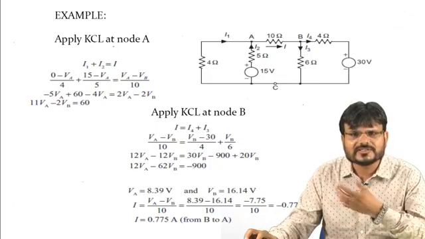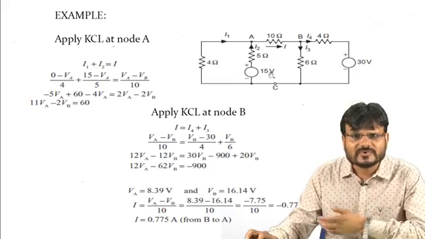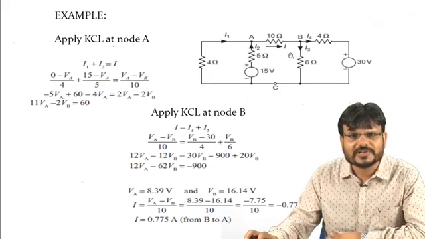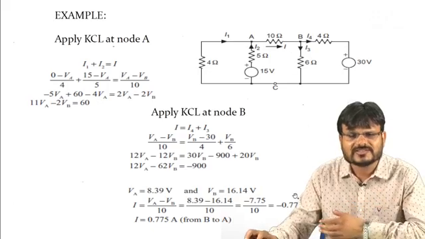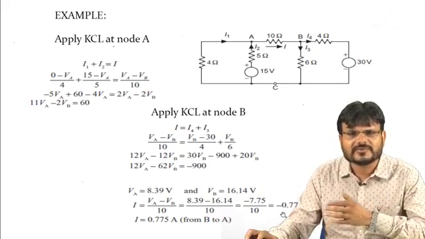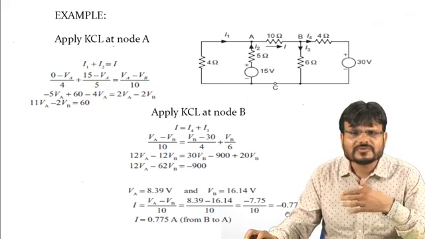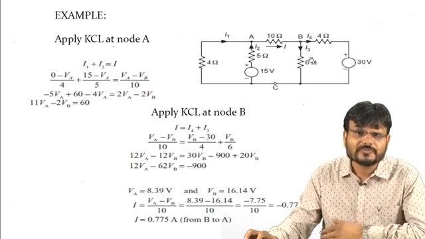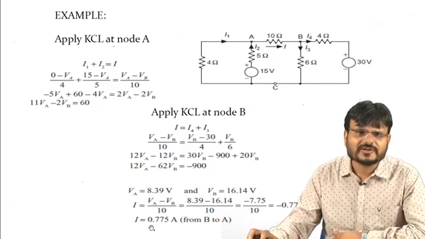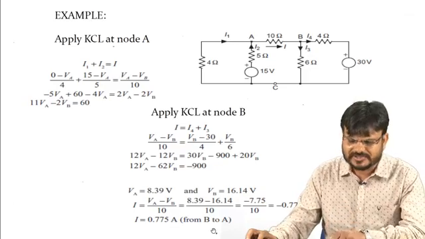So what is the indication of this minus sign? We assumed that current is flowing from A to B, but this minus term is coming. That means we have assumed the wrong direction of the current. So in conclusion you can say the current was originally flowing from B to A. So this current I is equal to 0.775 from B to A terminal.